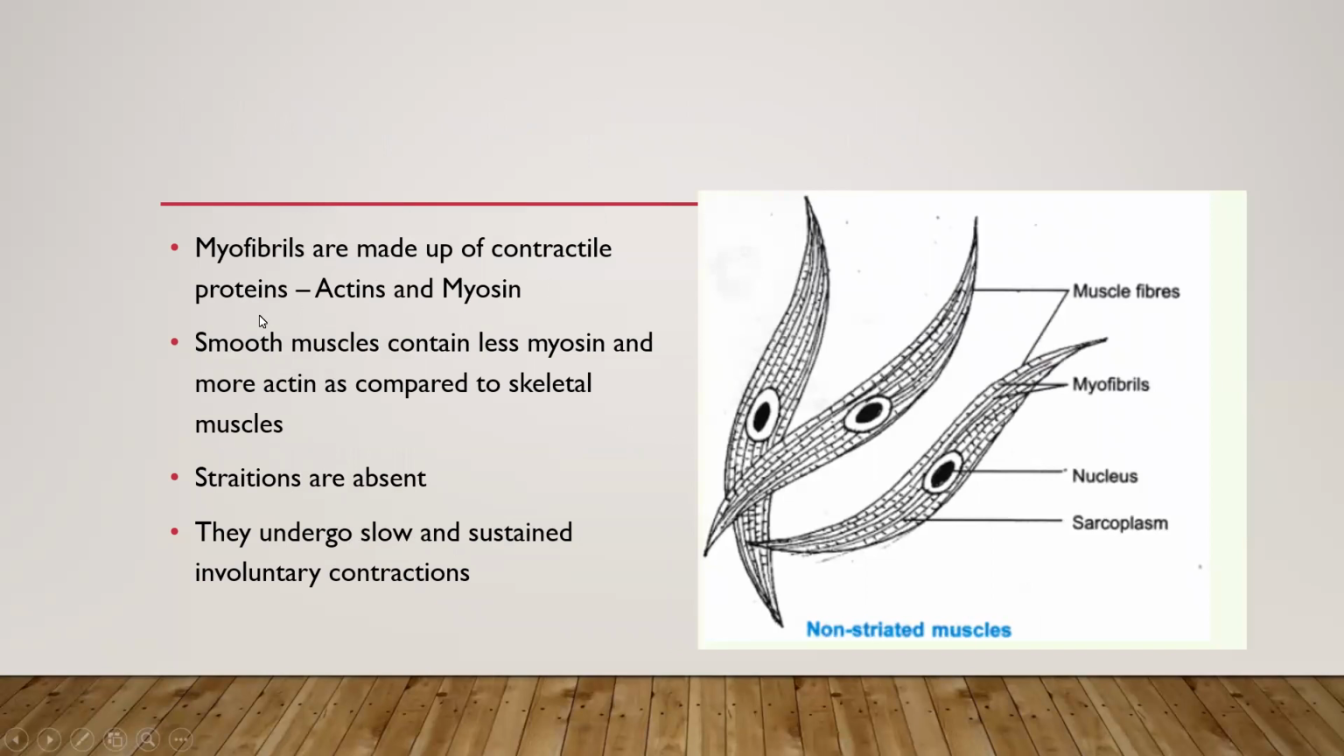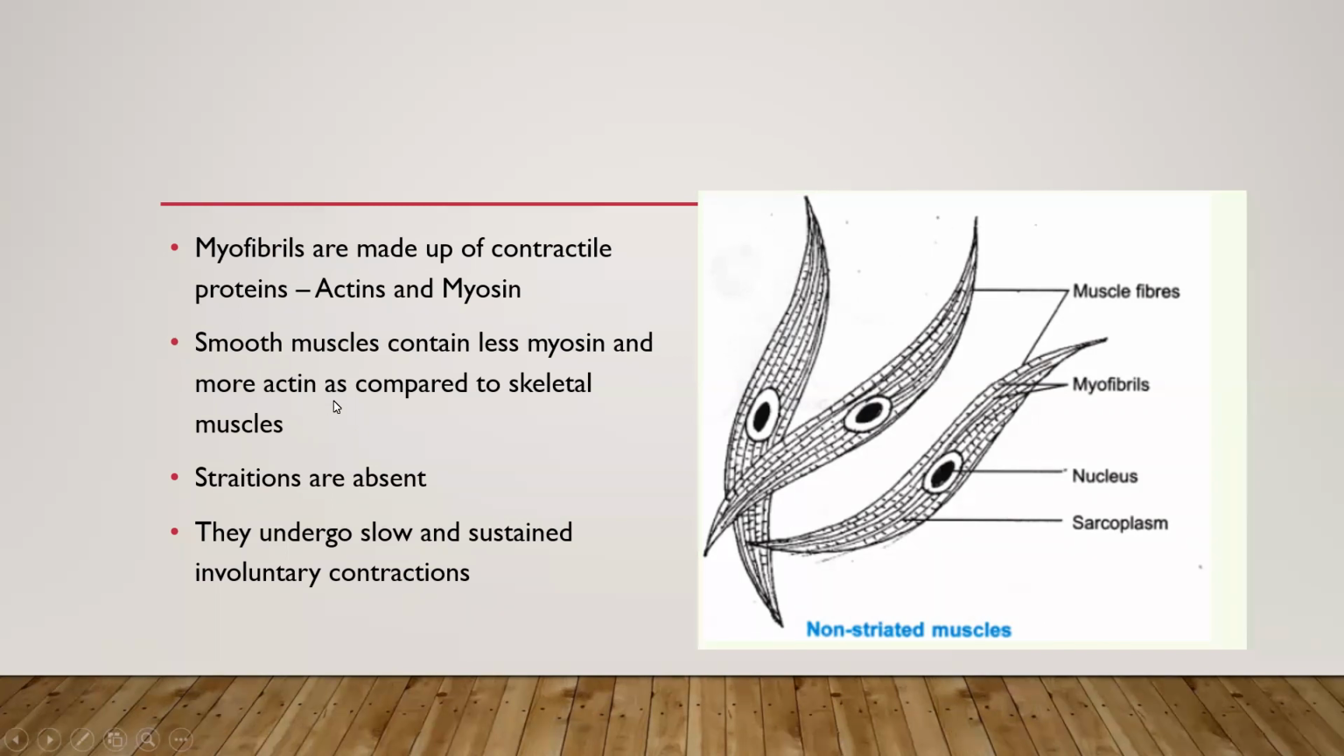Myofibrils are made up of contractile proteins called actin and myosin. Last time also we had studied that these myofibrils are made up of proteins. The two basic proteins are actin and myosin. Smooth muscle contains less myosin and more actin as compared to skeletal muscles. We had studied in the last lecture that the dark bands are basically made up of more myosin, and hence they appear dark and thick also. But these smooth muscles have less myosin, whereas more amount of actin.